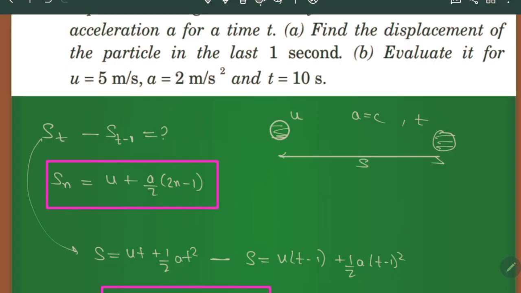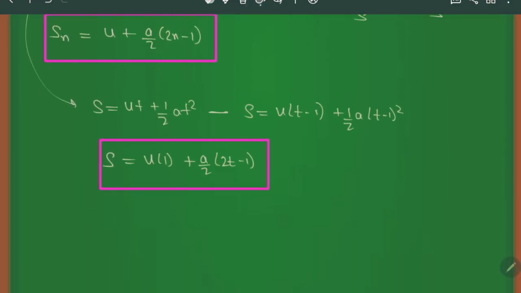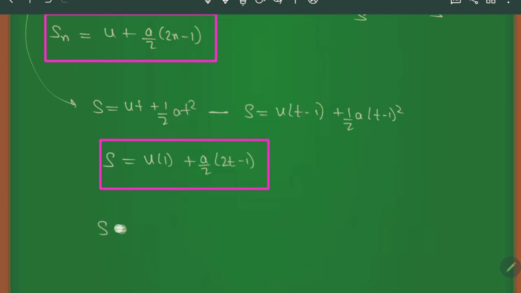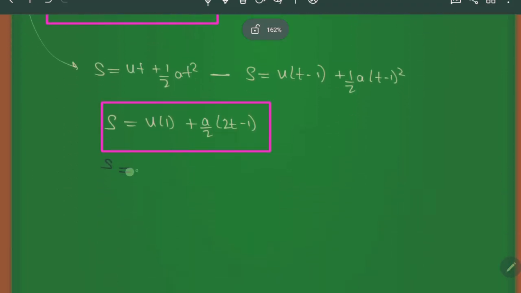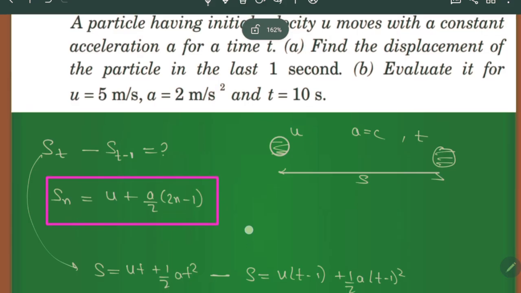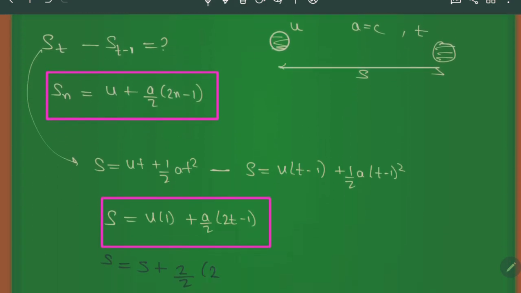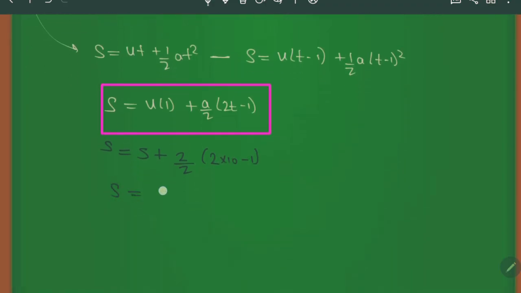And then after that, if they give all the values, like u they have given 5, we directly put it in. So s is equal to u is 5 plus acceleration is 2 by 2 into 2 times t is 10 minus 1. So s comes out to be 5 plus 5 2s are 20, 20 minus 1 is 19. So that comes out to be 24 meter.